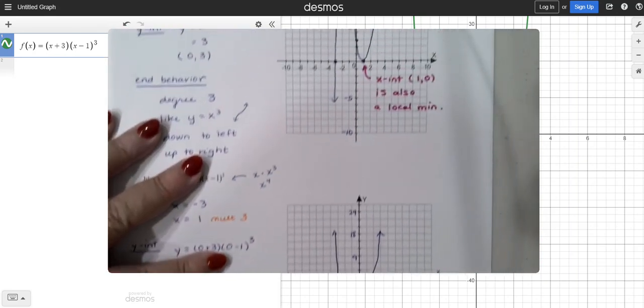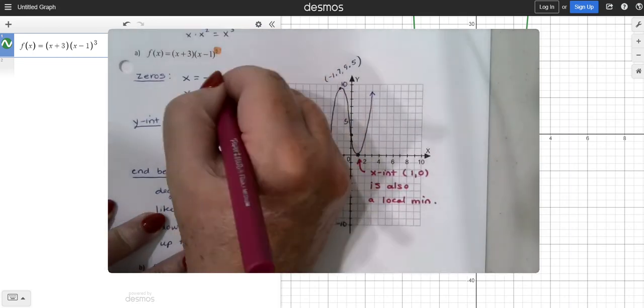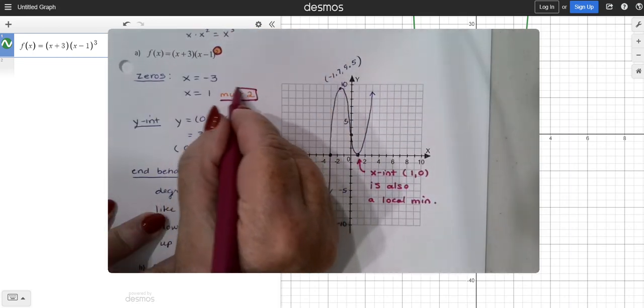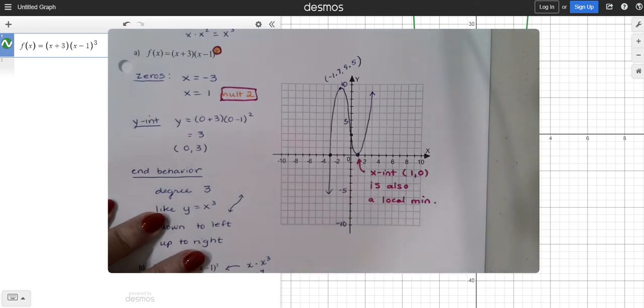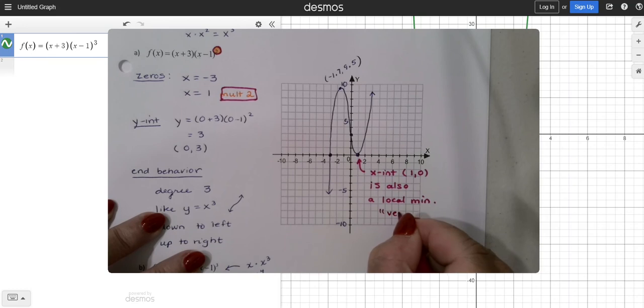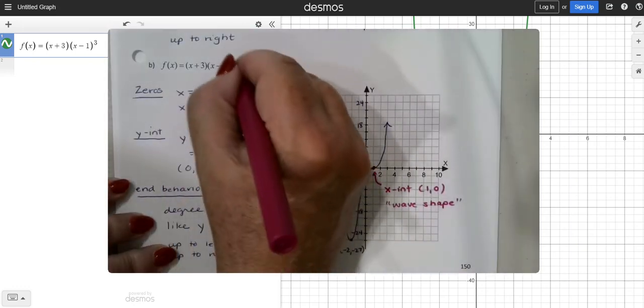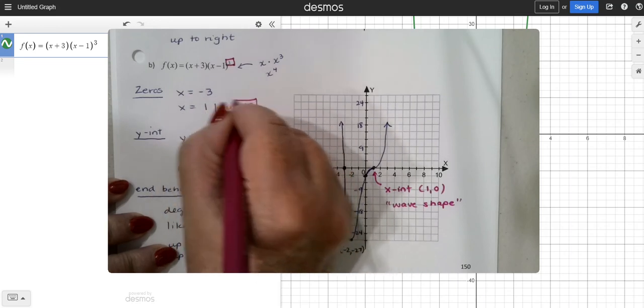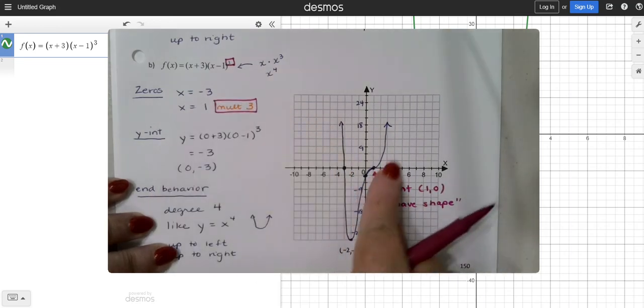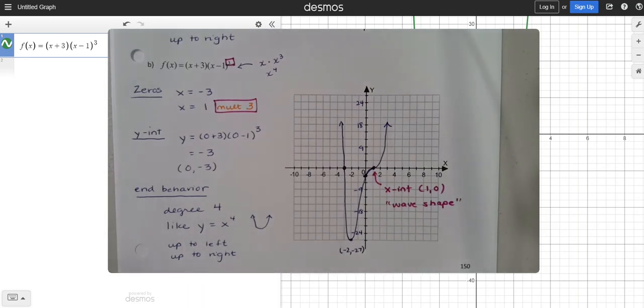So let's go back just a second. When I had the degree 2 or the multiplicity 2, I ended up with kind of like a vertex. Right? Kind of like you would normally see in a parabola or a parabola-like shape. When I had the third degree, or multiplicity 3, I ended up with that kind of a little wave shape at the x-intercept. So once again, it's not the degree of the overall function, but the degree of the term, or multiplicity of that 0, that seems to be determining the shape at the x-intercept.